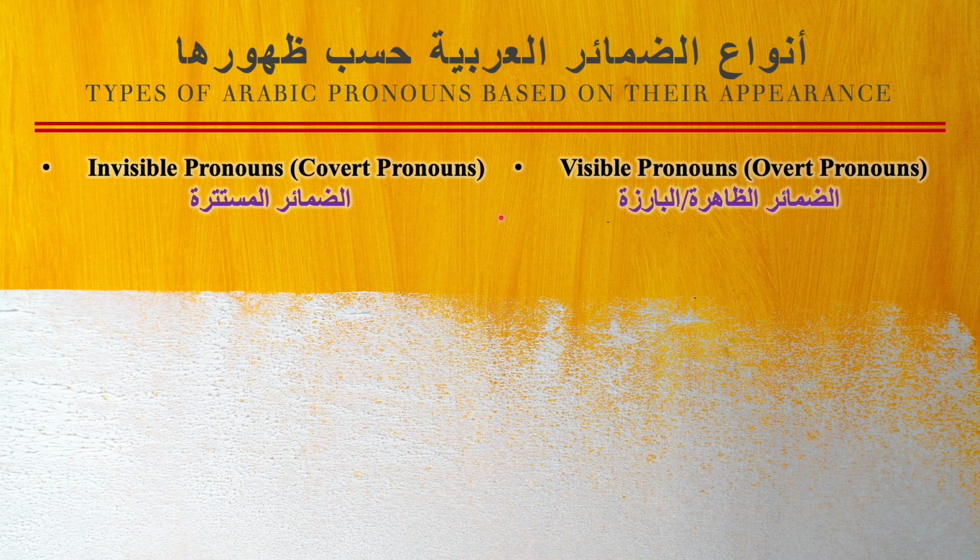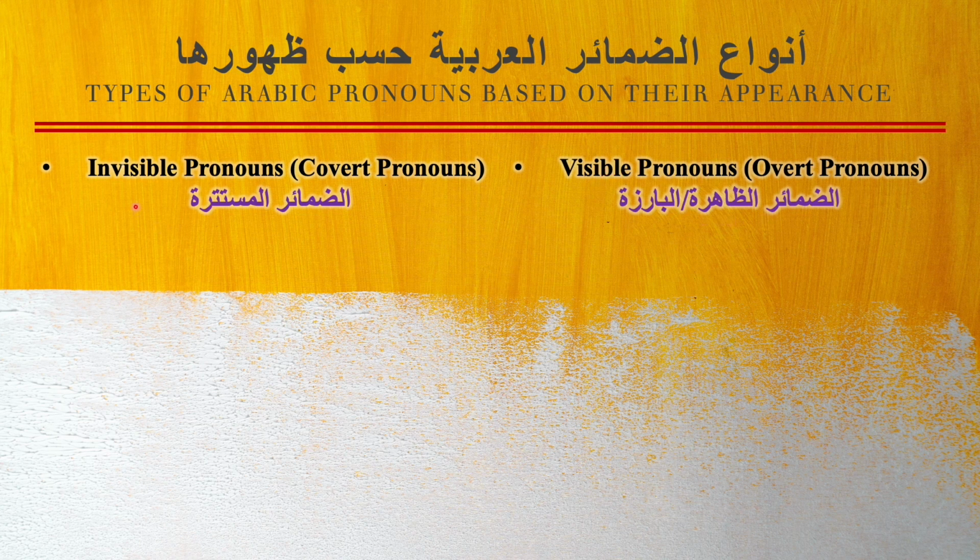Honestly, when I tried to find articles in English to explain that, I found that in a Wikipedia article they called them الضمائر البارزة instead of الضمائر الظاهرة, but I have never heard this terminology in all my lifelong study of the Arabic language, and I am a native speaker. So I think it's better to use الضمائر الظاهرة when we talk about the visible pronouns.